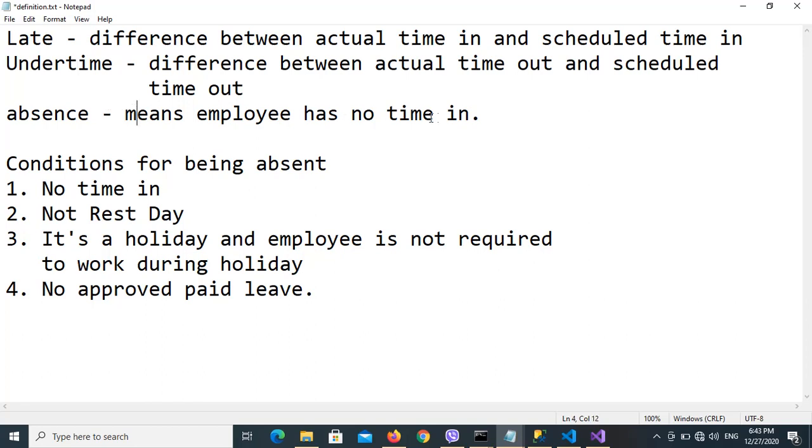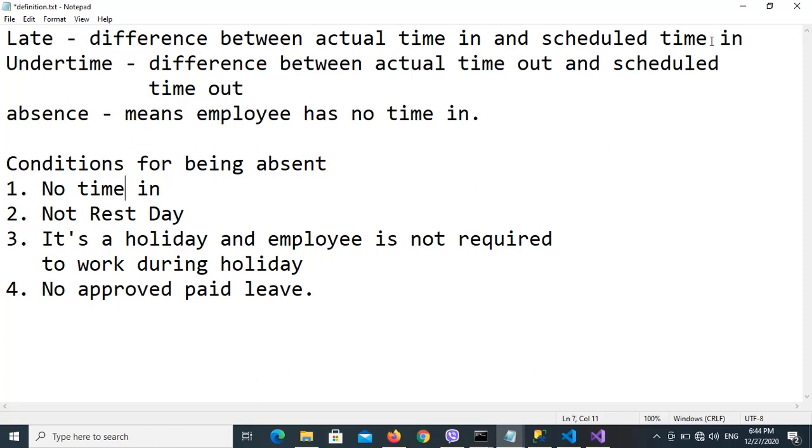Now, absence means the employee has no time in or did not report for work on that day. Now, there are conditions for being absent. Number one, of course, employees should not have any time in. And then on that day, it is not a rest day. And also, if it's a holiday and the employee is not required to work during the holiday. Because even if it's a holiday, if the employee is required to work during the holiday, then he will still be considered absent on that day.